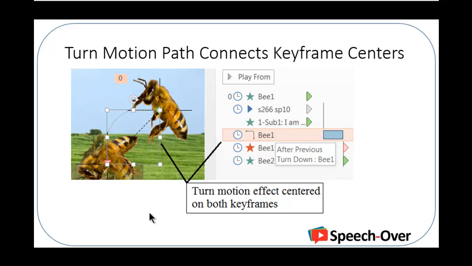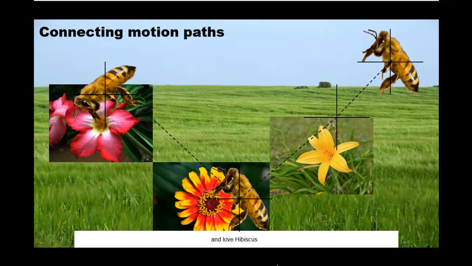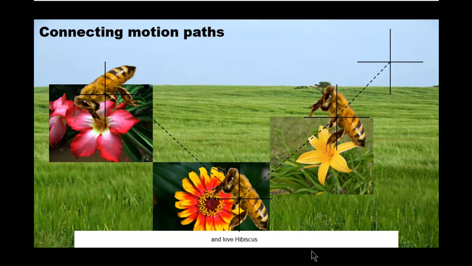Let's see what the motion effect looks like when we animate it. I am Bonnie the bee. See, it follows the curve right down to the second B.